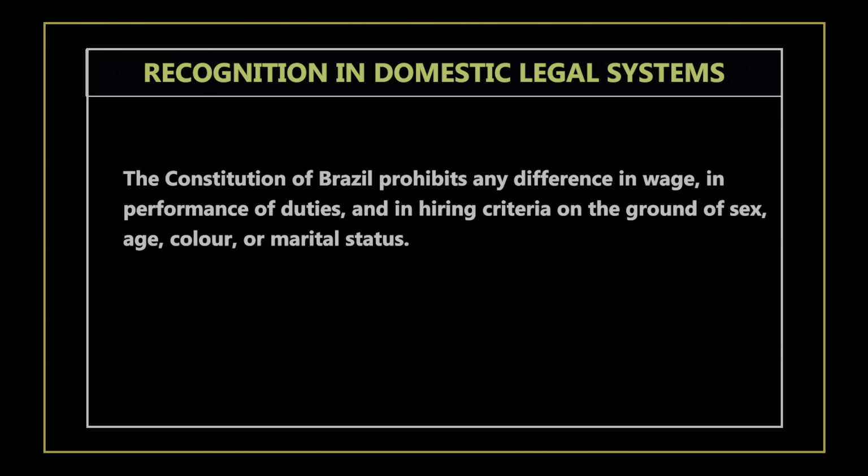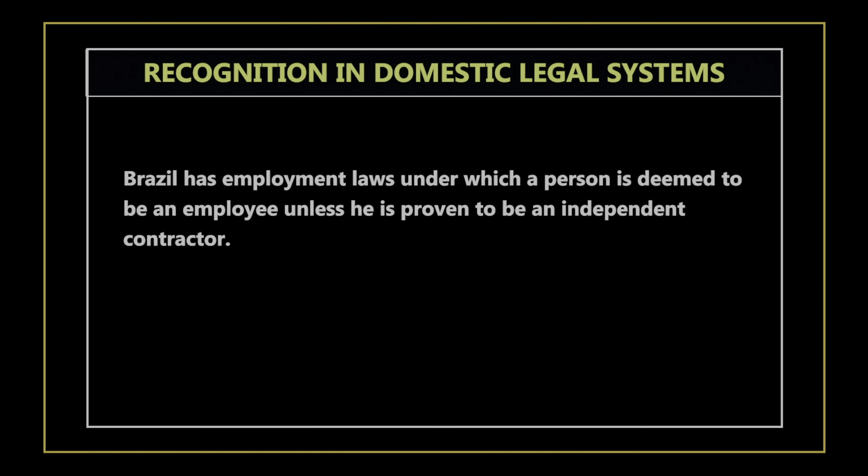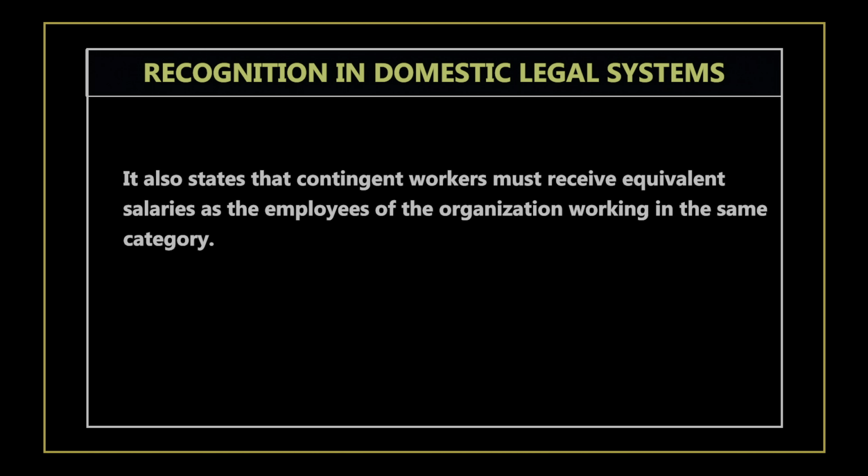The Constitution of Brazil prohibits any difference in wage, in performance of duties and in hiring criteria on the ground of sex, age, color or marital status. Brazil has employment laws under which a person is deemed to be an employee unless he is proven to be an independent contractor. It also states that contingent workers must receive equivalent salaries as the employees of the organization working in the same category.